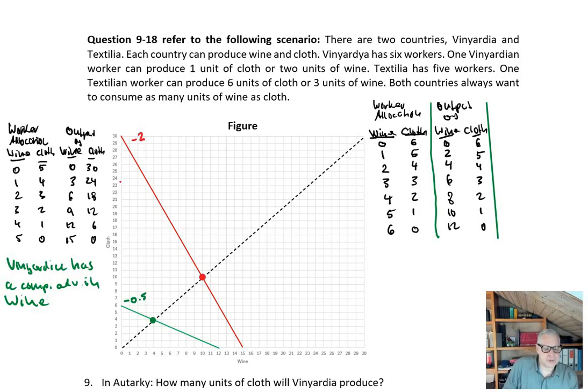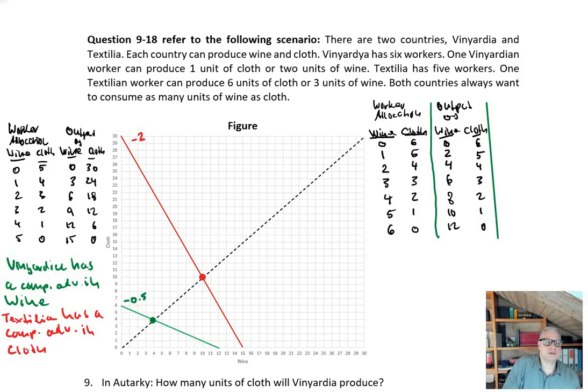Okay, so therefore Textilia has a comparative advantage in cloth. Okay, so how many units do they have of each? 4 and 10. So total under autarky.